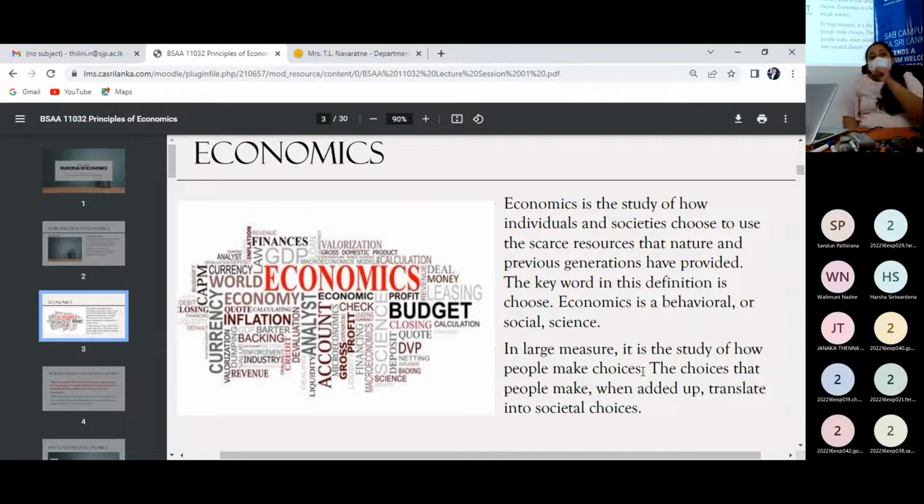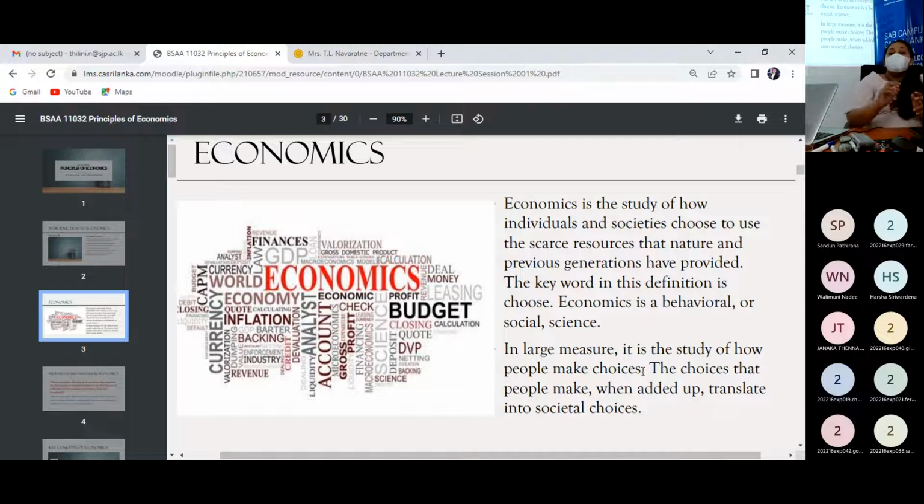Why do we say societies? We say societies because it's not only the individuals that we study. It's an entire society that has individuals, family units, firms, business organizations, government, banks, so many. So when we do a study about how these individuals choose to use their scarce resources, we say that study is called economics, right? The key word is choice, actually.